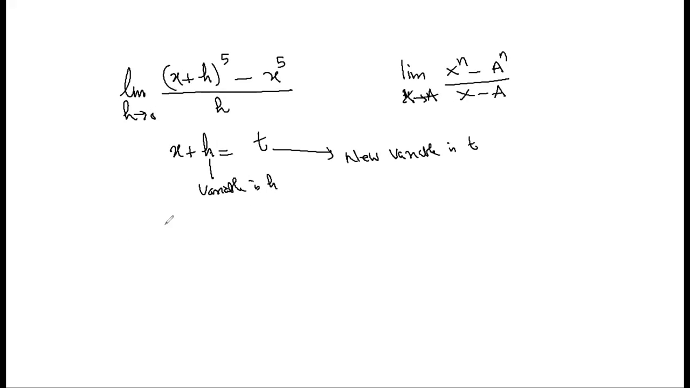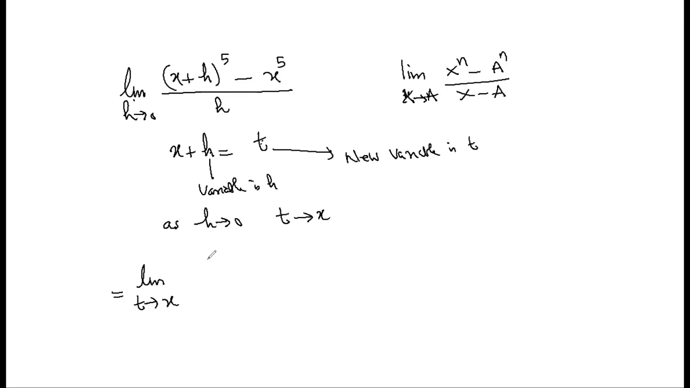First, I'll ask the question. As h is tending to 0, what will be the condition of the new variable t? If the value of h becomes 0, what will be the value of t? When h value became 0, t should be x. X, correct? Yes, sir. So instead of writing this limit h tending to 0, I can write limit t tending to x.